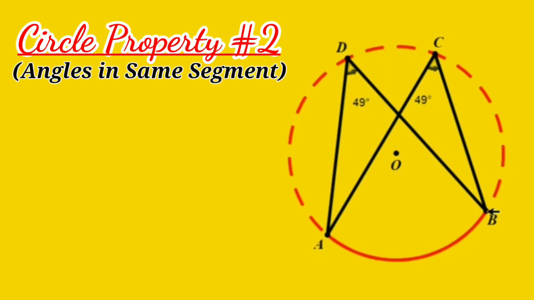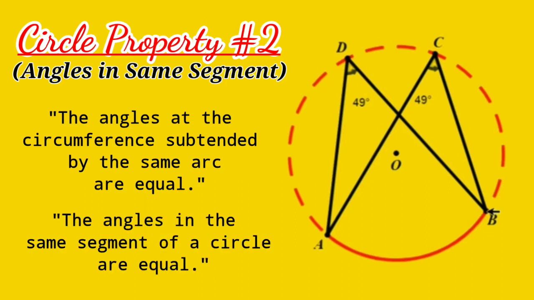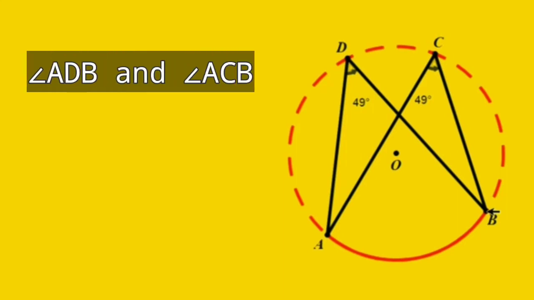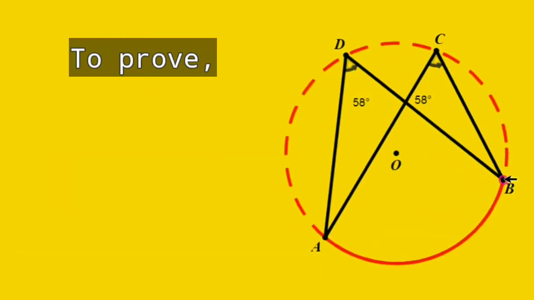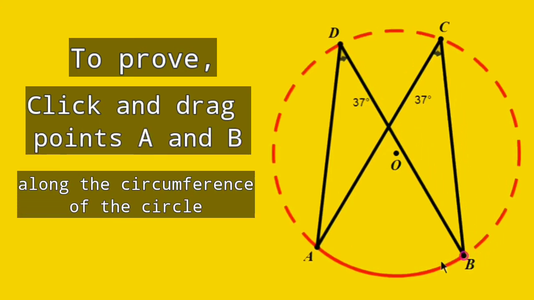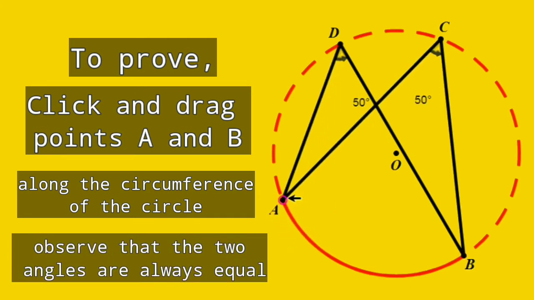The second property we're going to learn today is the angles in same segment. This property tells us that the angles at the circumference subtended by the same arc are equal. Or we could say the angles in the same segment of a circle are equal. Given the figure, the two angles ADB and angle ACB lie in the same segment formed by the chord AB. To prove this property, let's click and drag the points A and B along the circumference of the circle and observe that the values of the two angles are equal.